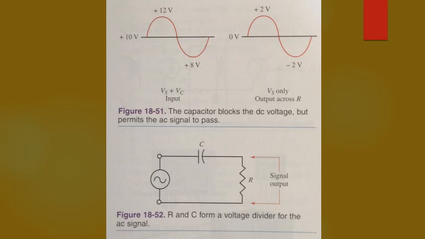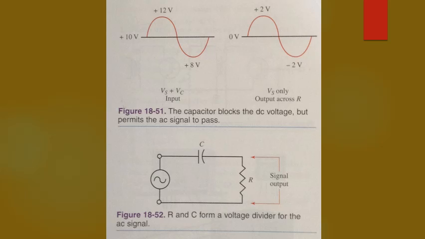From a mathematical viewpoint, C and R in series form an AC voltage divider, figure 18-52. Voltage division depends on the reactance XC, that's the capacitive reactance, at the frequency of the signal. Voltage output across R is a key consideration when the greatest amount of AC voltage must appear across R.